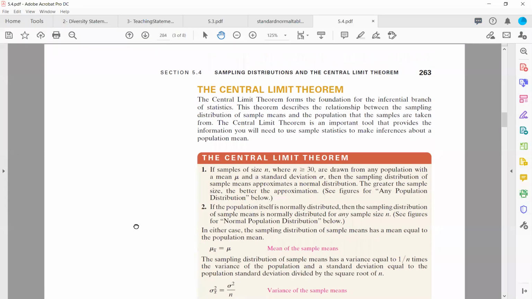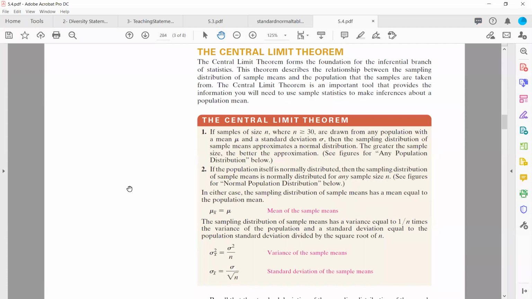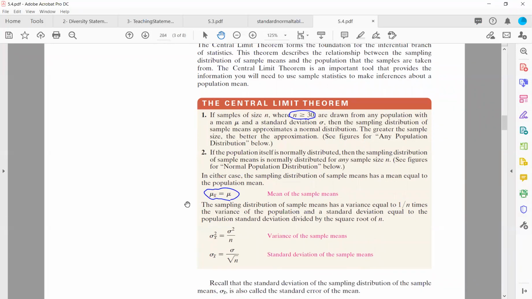So as I mentioned, this theorem is called the central limit theorem. First of all, if you don't know anything about normality, you have to check the condition that n, the sample size, is greater than or equal to 30. Second, if you form the sampling distribution of the means, then the mean of the population is the same as the mean of the sampling distribution of the means.